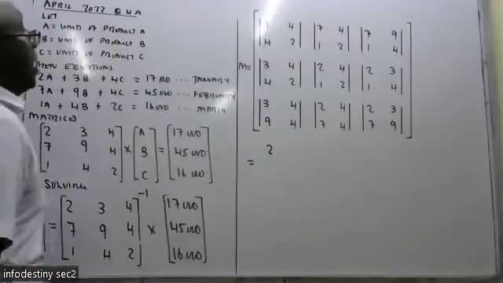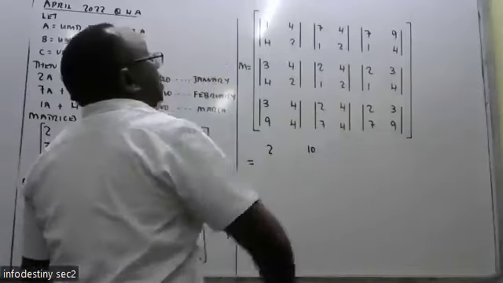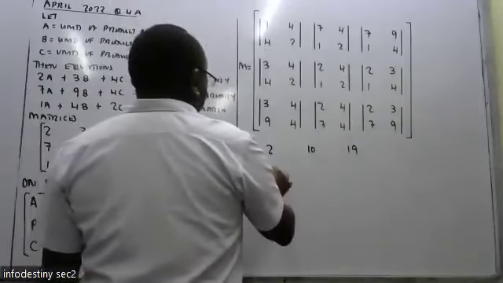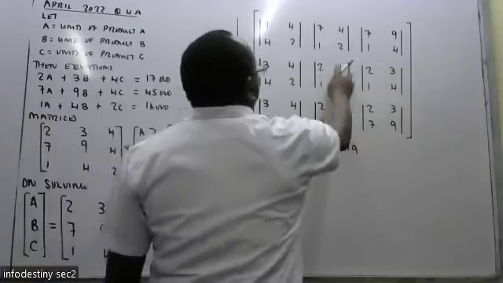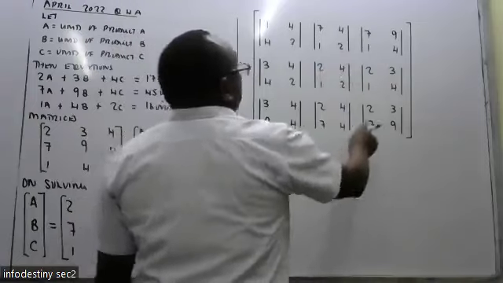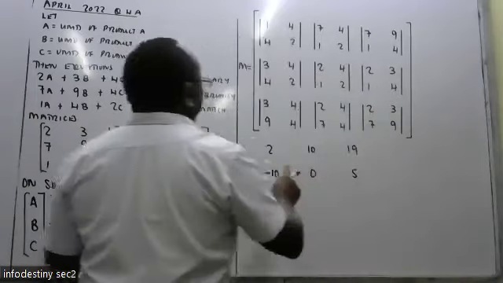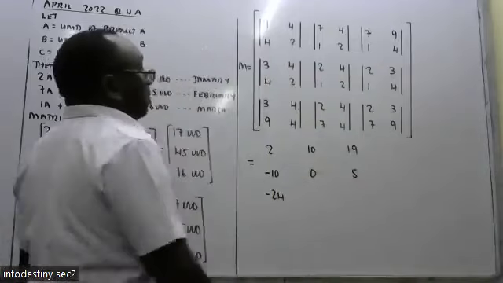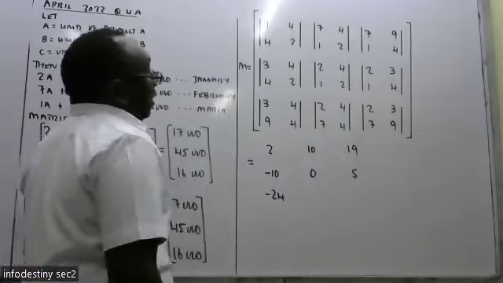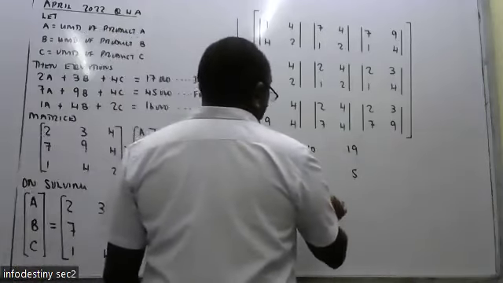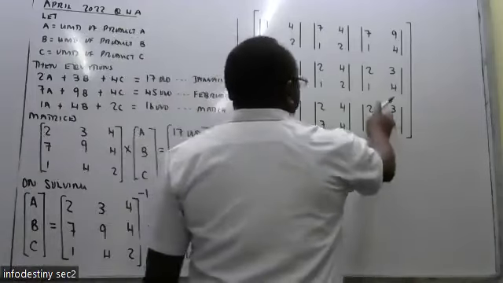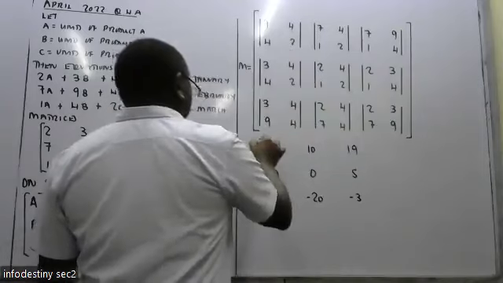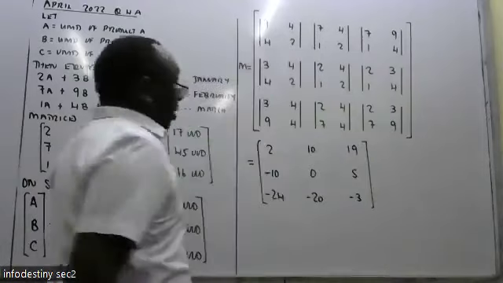7, that is 14 minus 4, that is 10. Sure. That is 28 minus 9, that is 19. This is 6 minus 16, that is minus 10. This is 4 minus 4, that is 0. This is 8 minus 3, 5. This is 12 minus 36, that is minus 24. This is 8 minus 28, that is minus 20. This is 18 minus 21, that is minus 3. Na tumefanya kila kitu vizuri.